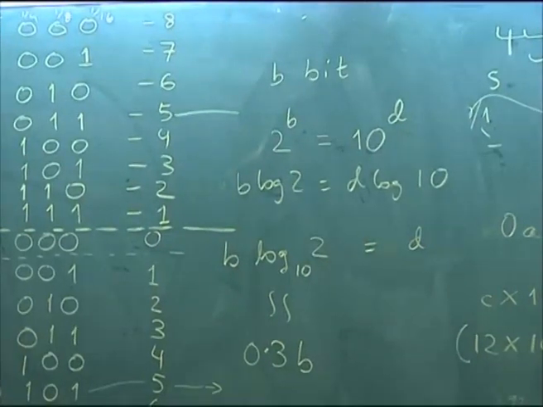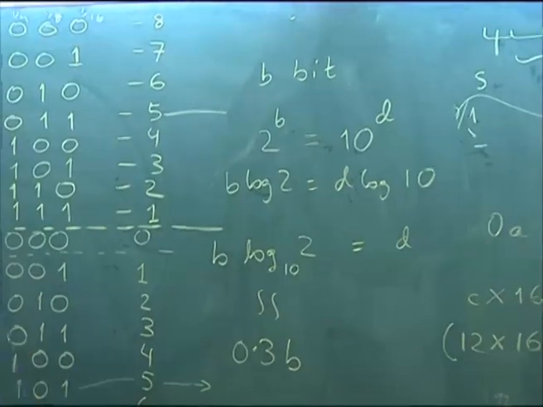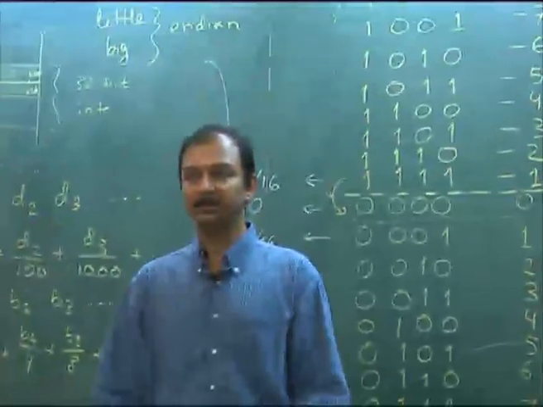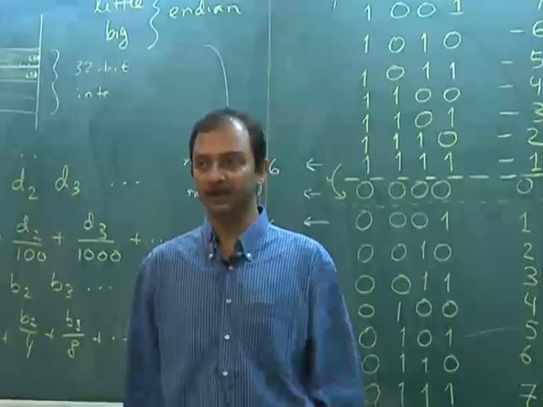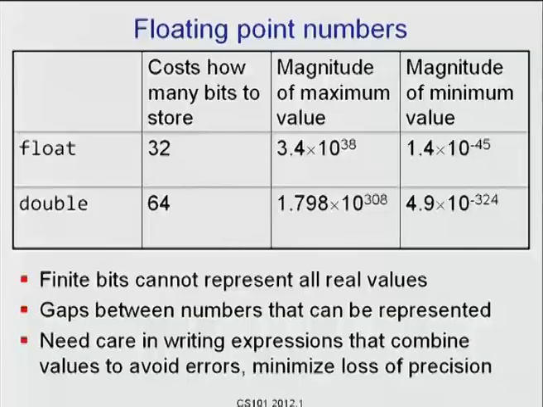So if I give you 30 bits, you get roughly 9 to 10 digits of decimal representation, about 1/3, so it's less than 1/3. So if you use that and work out all the details, you will see that floats can represent a maximum magnitude of about 3.4 into 10 to the power 38 and a minimum magnitude of 1.4 into 10 to the power minus 45. You should work it out offline.